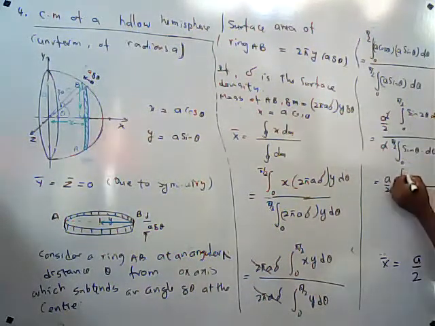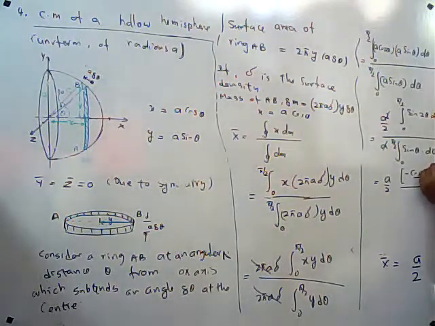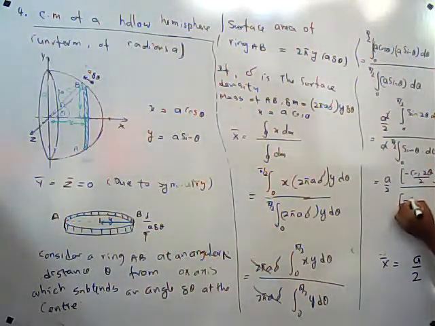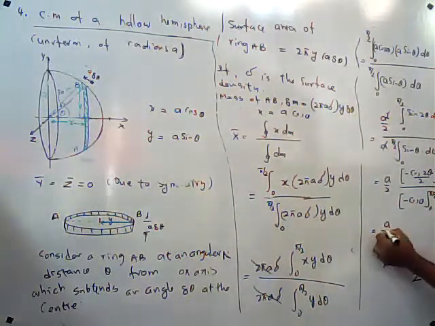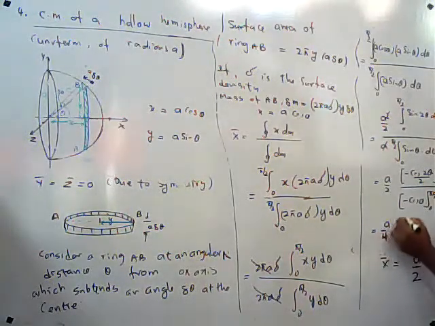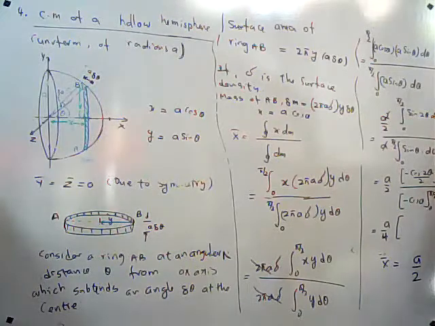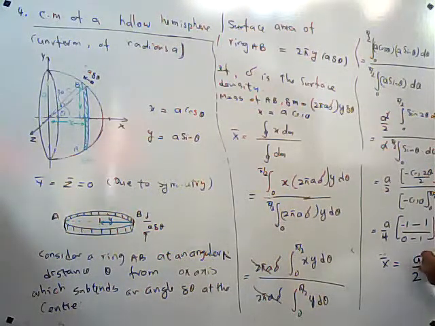Sin 2 theta, integrating you get minus cos 2 theta over 2, from 0 to pi by 2. Here it is minus cos theta, 0 to pi by 2. The minus and minus cancel, so this gives a over 4 for now. Putting in pi by 2 will give cos pi minus 1, minus cos 0 is again 1, cos pi by 2 is 0, minus 1.